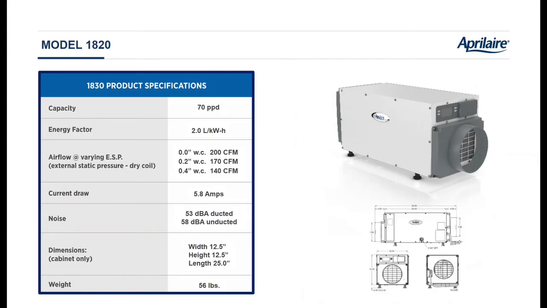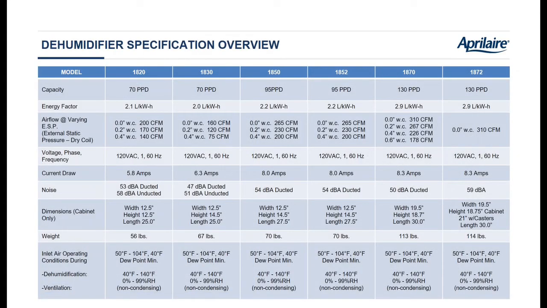1820, I'm just including this because sometimes it comes up in conversations. This is a more compact unit than the 1830, same capacity, just a little bit more compact, so it's a little bit easier to squeeze that into a crawl space. Just want to show you, we've got specs. If you're looking for specs, we've got specs.